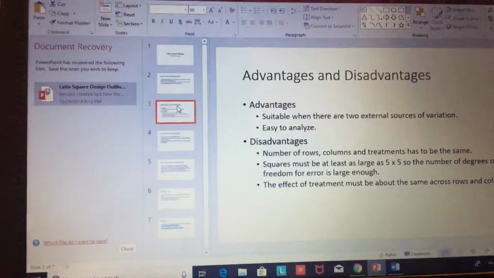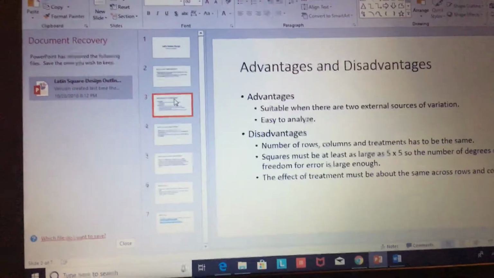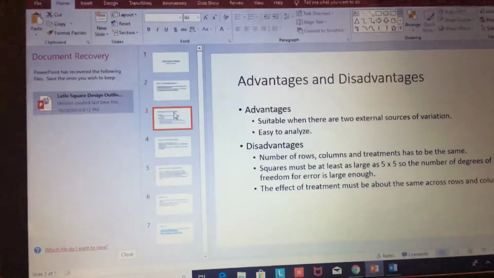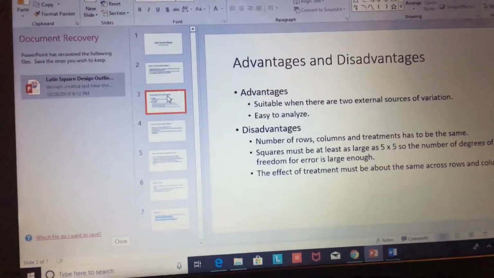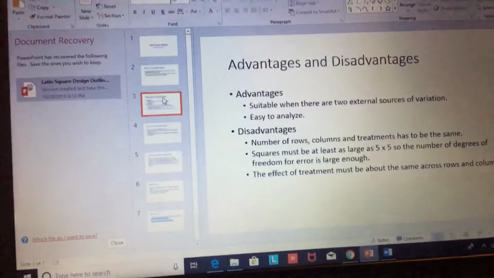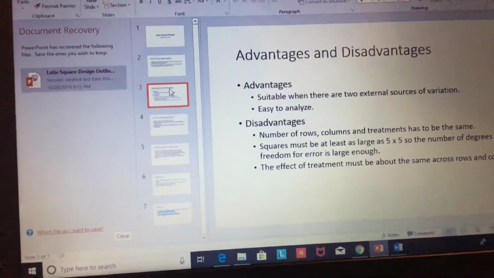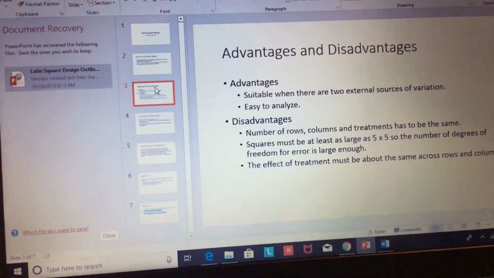And its advantages are that it's suitable when there are two external sources of variation, and it's also easy to analyze. Its disadvantages are that its number of rows, columns, and treatments has to be the same. Squares must be at least as large as 5 times 5, meaning 5 rows, 5 columns.